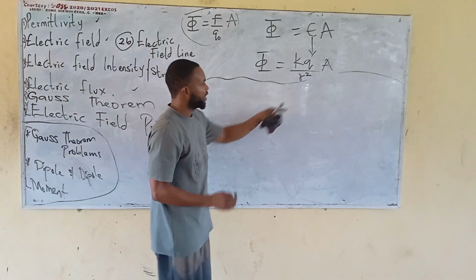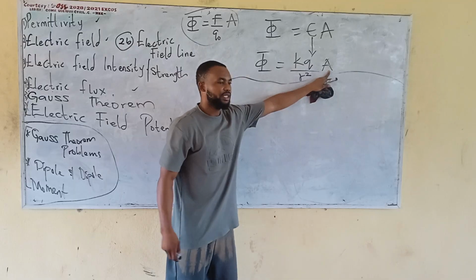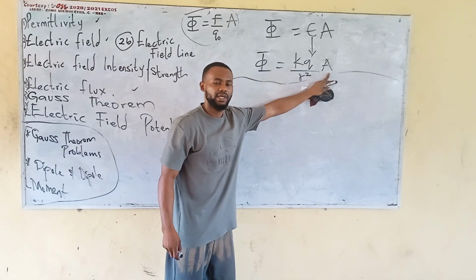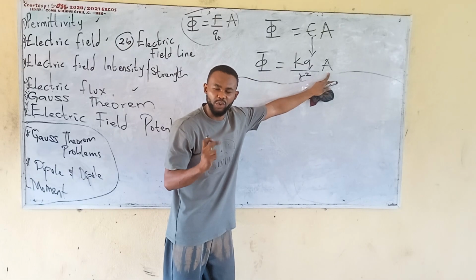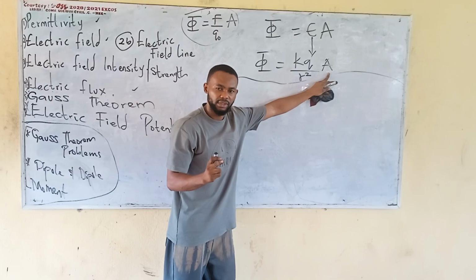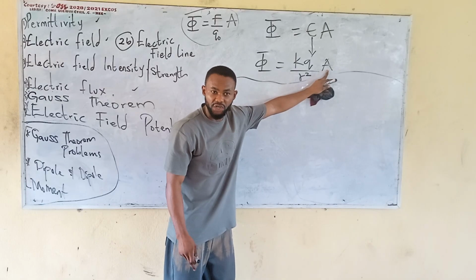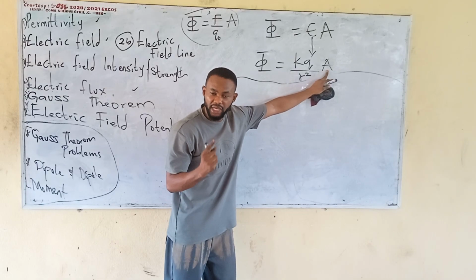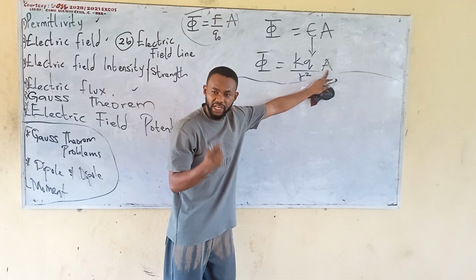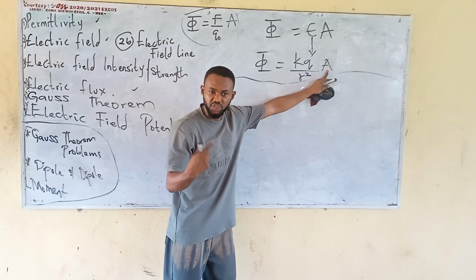Now you see that if this A is here, this A can mean many things. You now need to know that there's something we call charge distribution. This A here means area, is it not true? Yes. So when we are talking about electric flux, we always say electric field. Is it on a surface? If it's on a surface, is the surface cylindrical? Is the surface a sphere? These are the things you will now be asking.